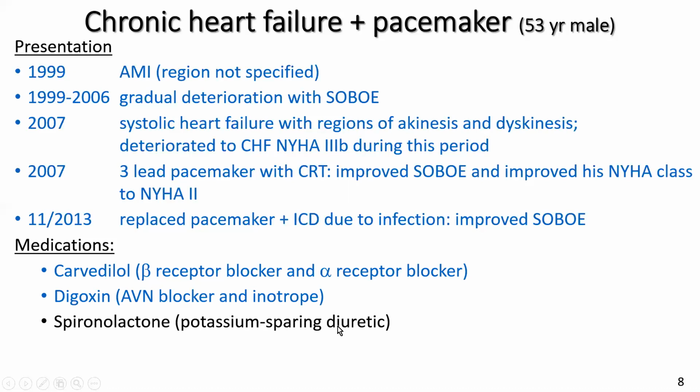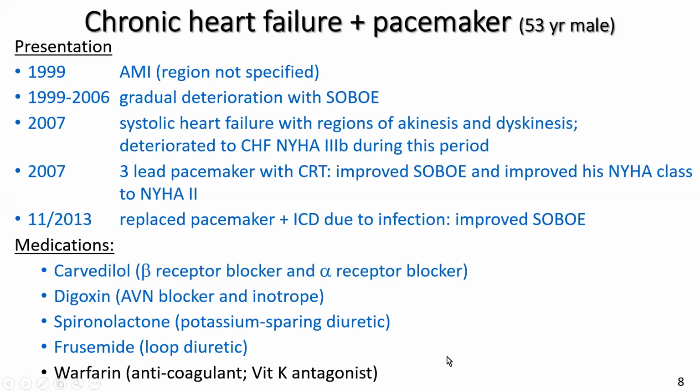Spironolactone, a potassium-sparing diuretic, was given to reduce the work of the heart, the fluid load of the heart. Again, my video on the Frank-Starling law of the heart goes over this concept in detail. Furosemide, a loop diuretic, has the same effect on the Frank-Starling law of the heart. And warfarin was given as a background anticoagulant, and that's a vitamin K antagonist.